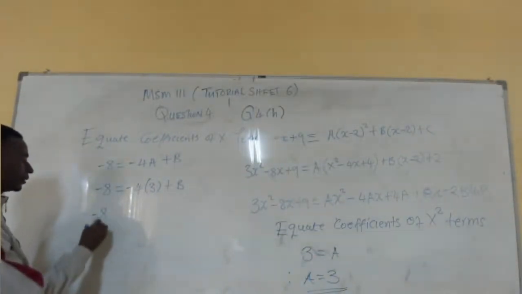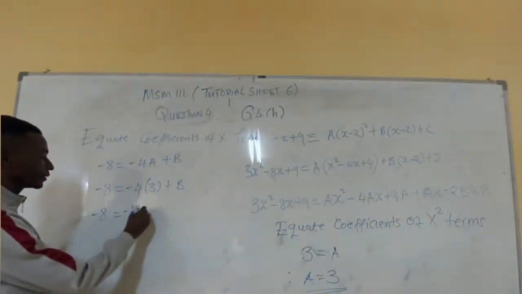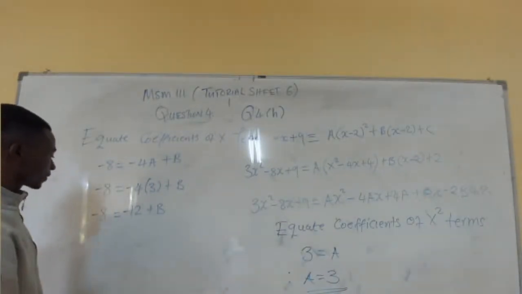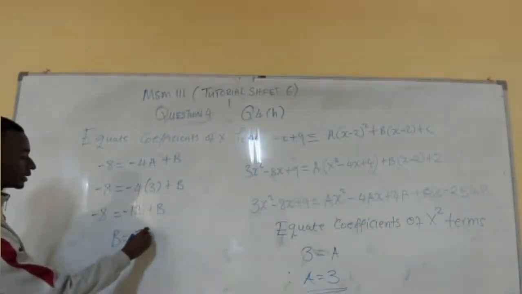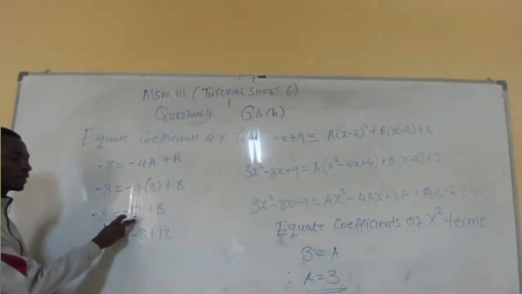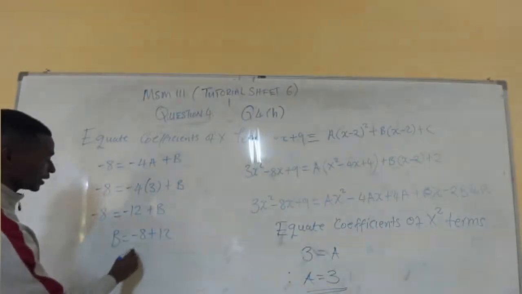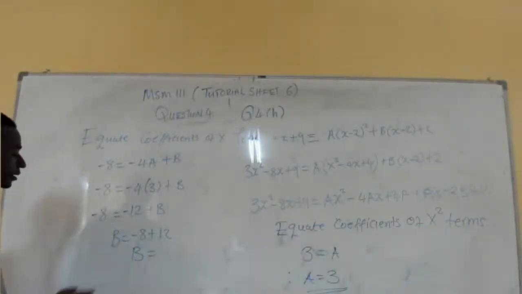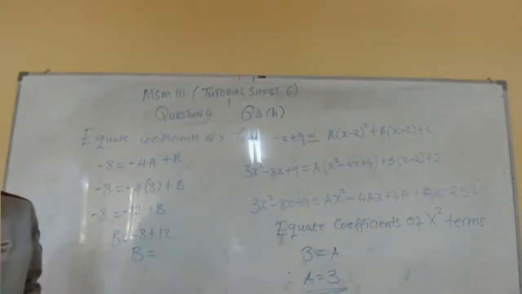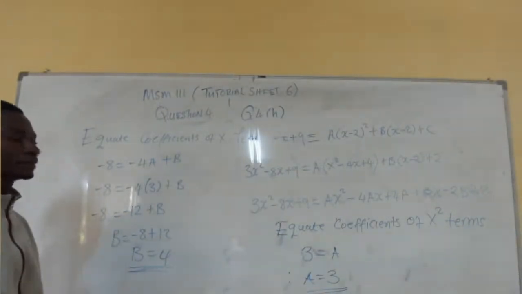Okay, so now what is negative 4 by 3? That's negative 12. So you have negative 12 plus B. Now we can say B is equal to negative 8 plus 12, because if negative 12 goes to the other side, it becomes positive. So what is the value of B? Negative 8 plus 12 is 4. So the value of B is 4.